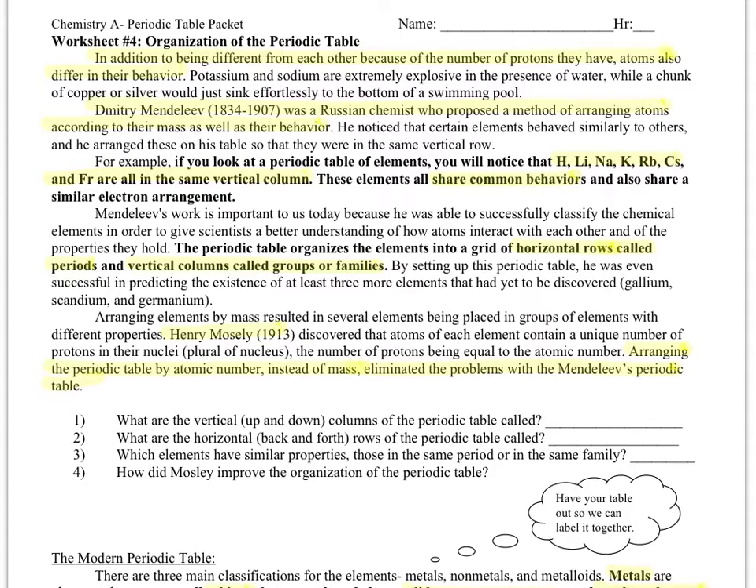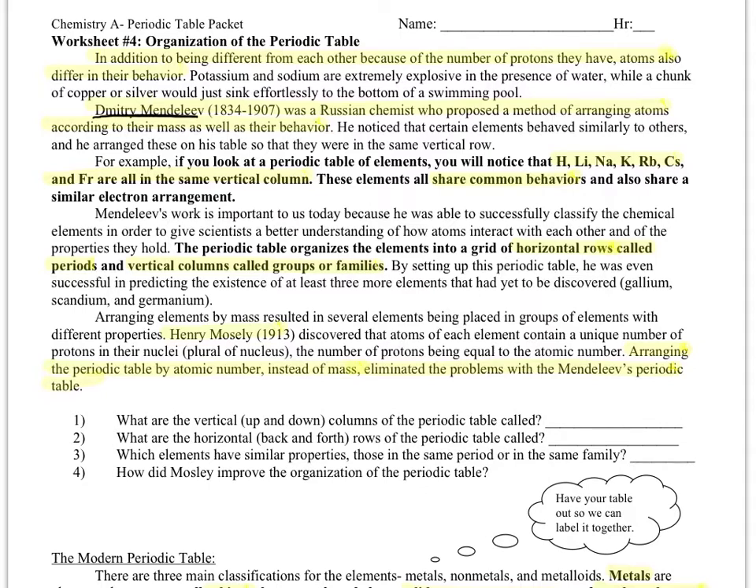But the person who created the first periodic table, Dmitri Mendeleev, actually arranged the atoms by their mass, how much they weighed, their protons plus their neutrons. And that worked pretty well. It categorizes them pretty well by their behavior. Okay, so here's Dmitri here.